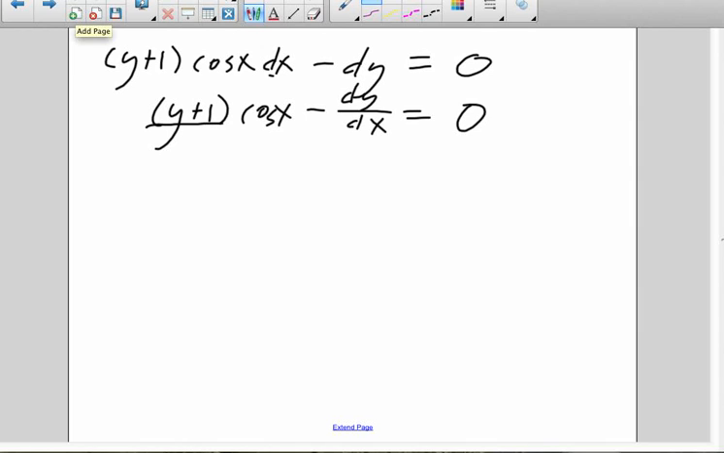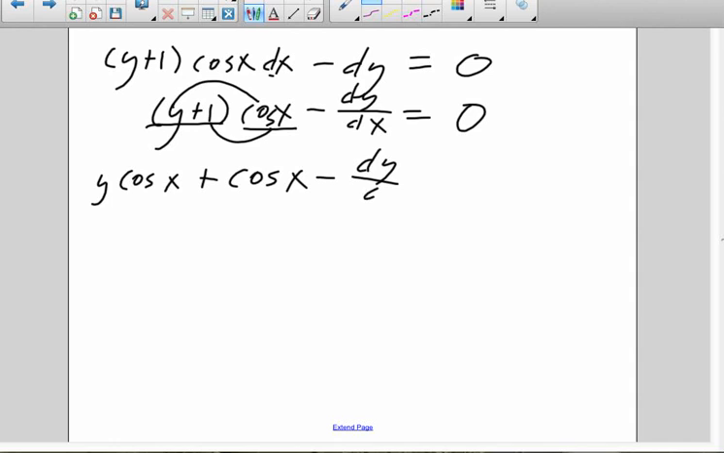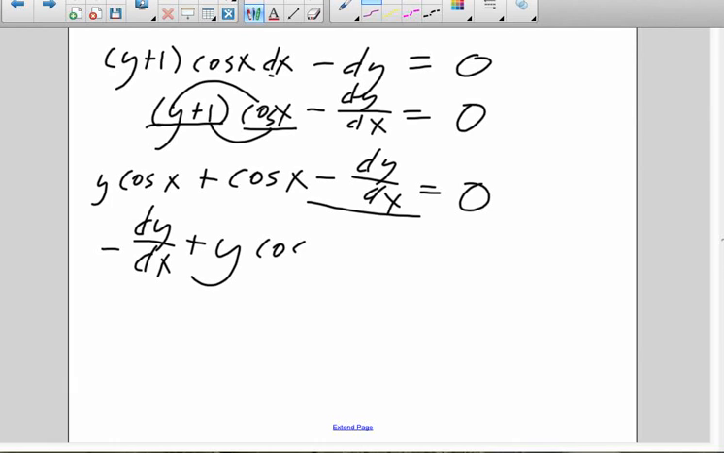Now, you notice I've got my y tied up in here with the cosine of x, so what I have to do now is distribute. So I'm going to end up with y times the cosine of x plus cosine of x minus dy dx equals 0, and I want this in front, so I'm going to end up with a minus dy dx plus y cosine of x equals negative cosine of x. And I move that over here.